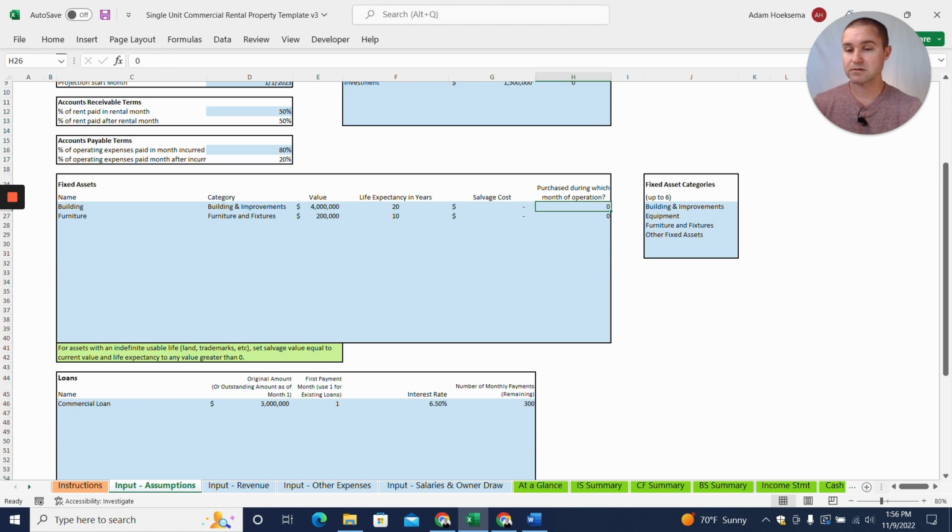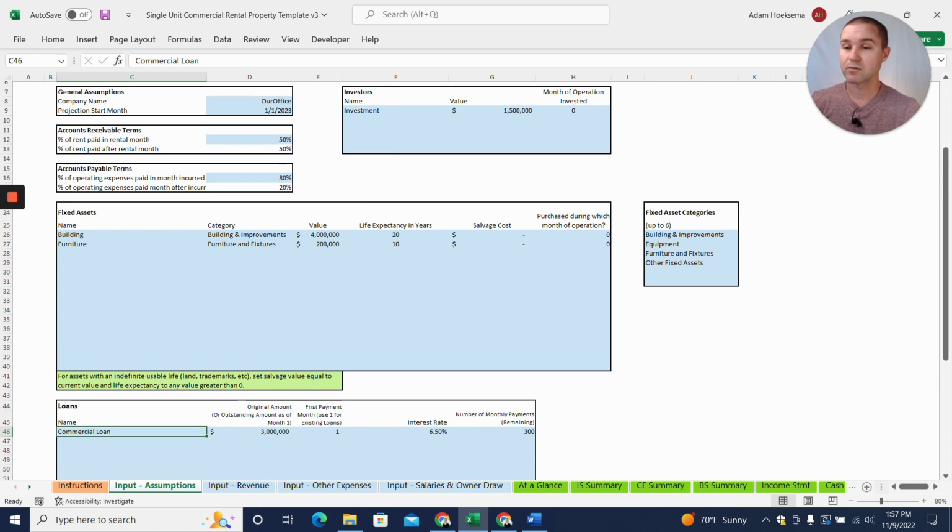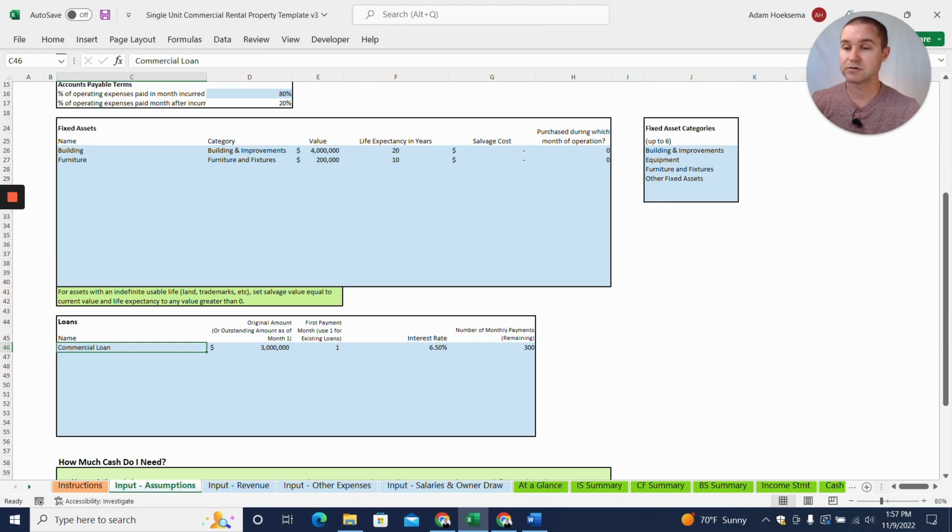We've set this up as month 0. So this is like we are acquiring or buying this building, here in month 0. And we are going to take out a commercial loan of $3 million in addition to our $1.5 million investment to be able to purchase the building.